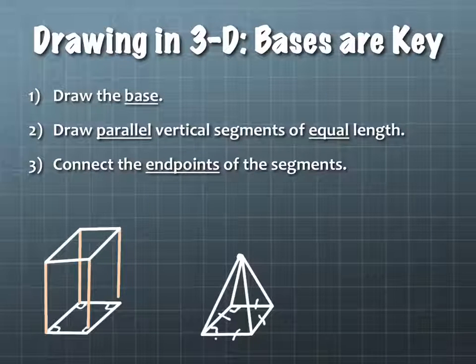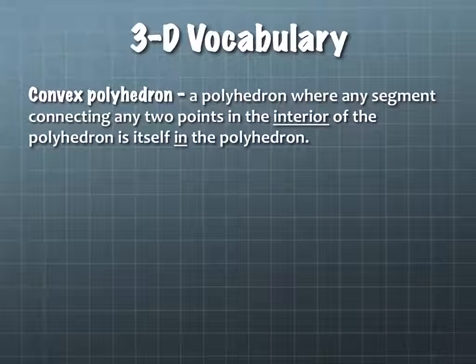Okay, this is an identification one, example 3. We're going to identify which of the following are convex polyhedron. So we need to know what a convex polyhedron is. It's a polyhedron where any segment connecting any 2 points is in the interior of the polyhedron. When we did convex before, it meant you can't go outside the shape to connect points, correct? The same thing's true for a convex polyhedron.